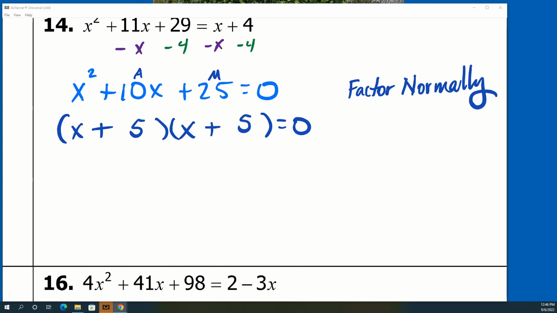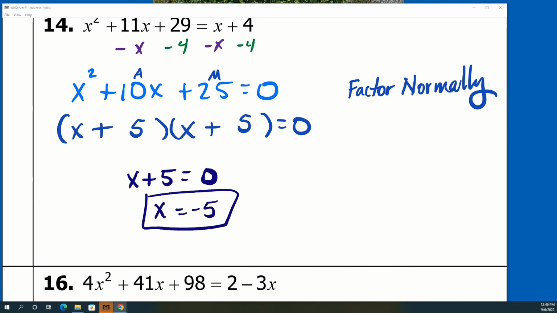Now, do you guys think we need to set both of these equal to 0? If they're the same? You can, but you don't have to. You're going to get the same number twice. So if you get the same factor twice, you only have to solve it once because there's just no reason. So this is one of the ones where there's only one answer. So it happens sometimes.